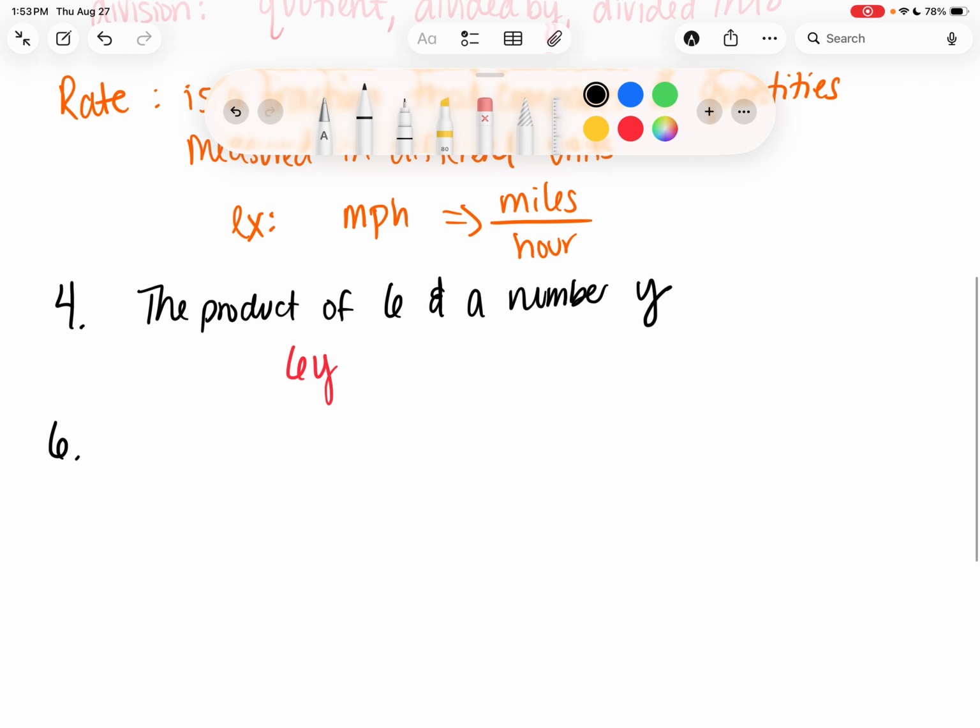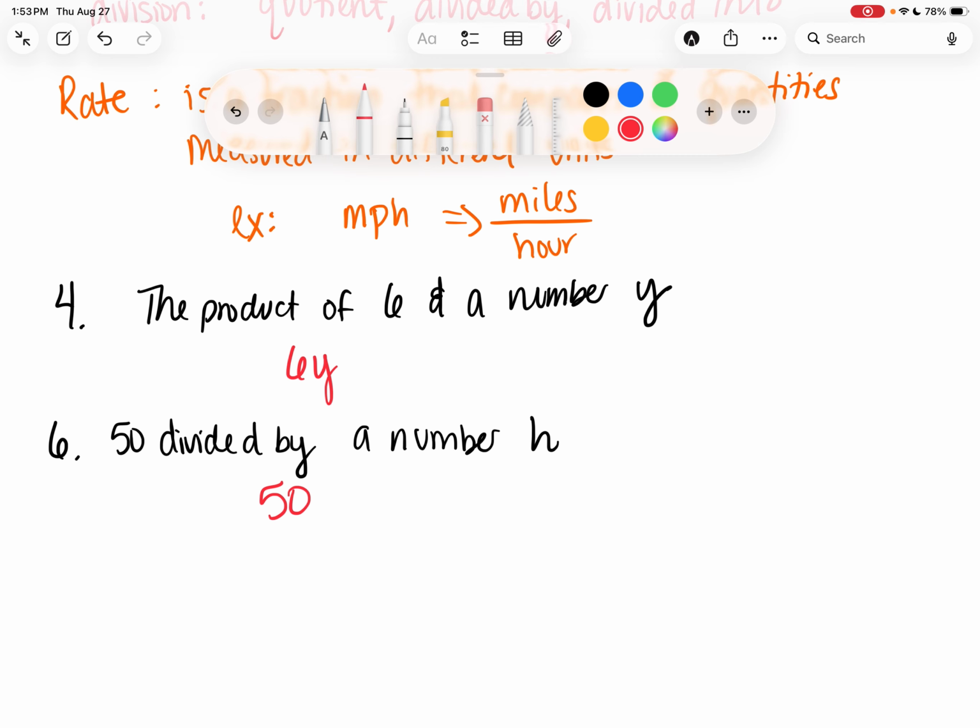Number 6, 50 divided by a number h. So this is one where the order really matters, because if it's a divided by, and if we write them backwards, it means something totally different. So this is 50 divided by a number h. That means that we have 50 over h.